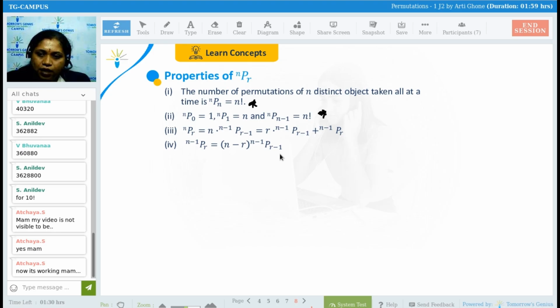Got it? Clear? Okay. Now I'm giving the miscellaneous questions to solve. Quickly solve this one: 51P49.